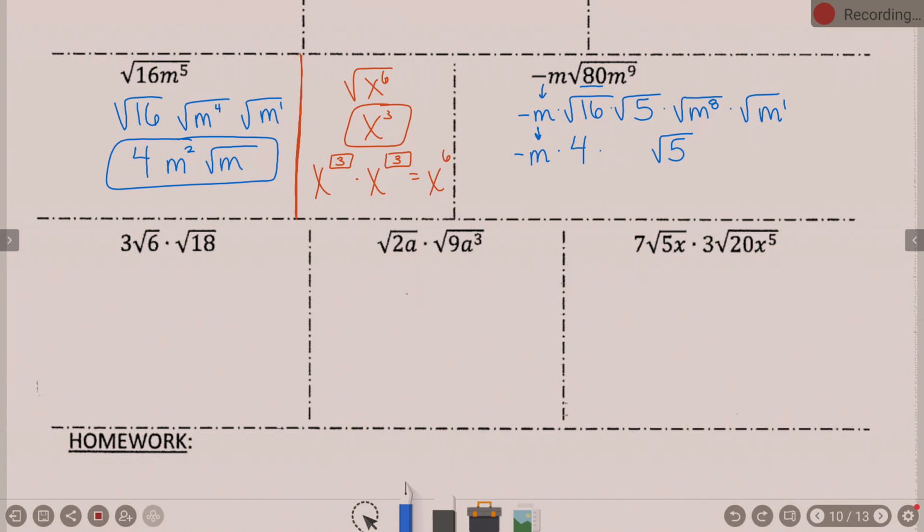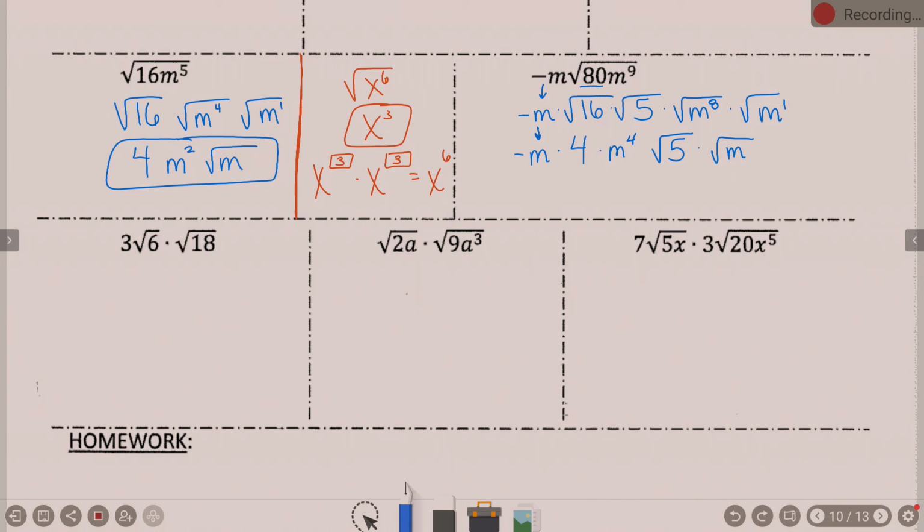What is the square root of m to the 8th? What do we do with exponents? In order to get the square root of x to the 6th, we had to take 6 and divide it by 2, right? So what are we doing with 8? Divided by 2, it's going to become m to the 4th. What about the square root of m to the 1st? That stays. 1 does not divide by 2. So I'm going to say square root of m.